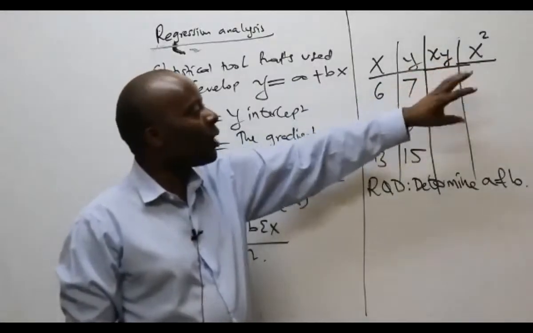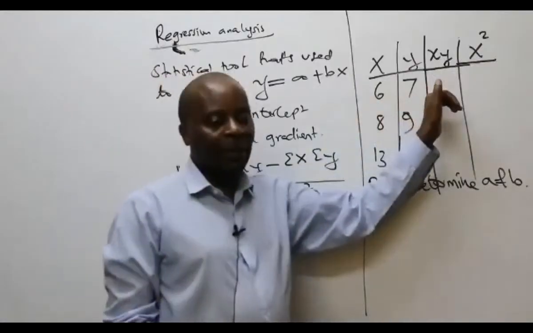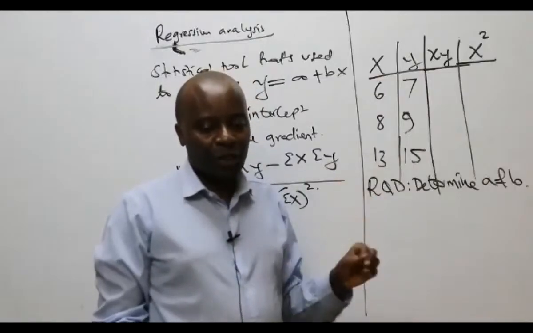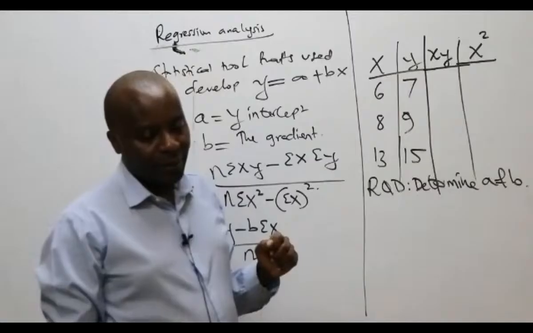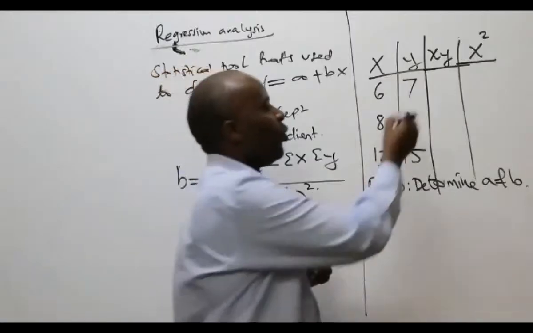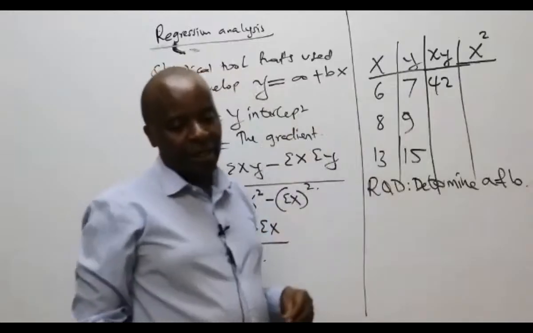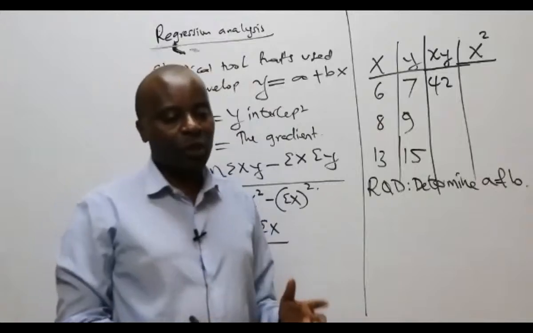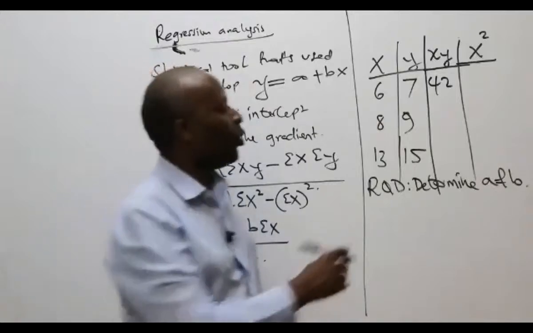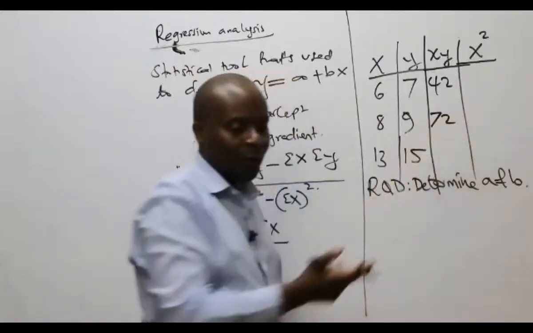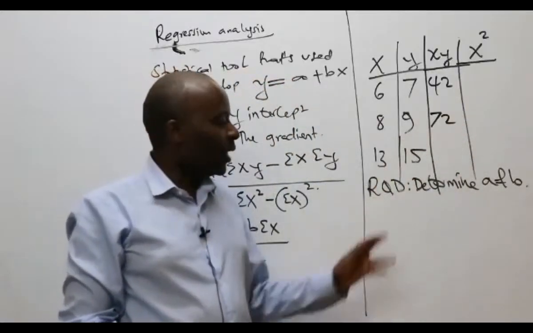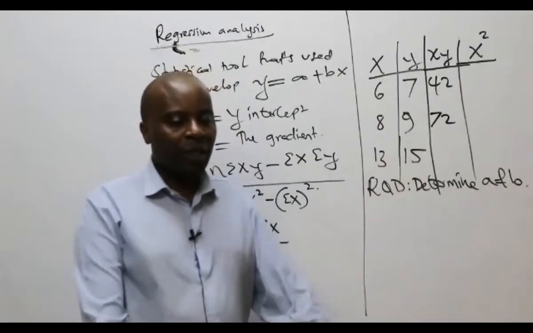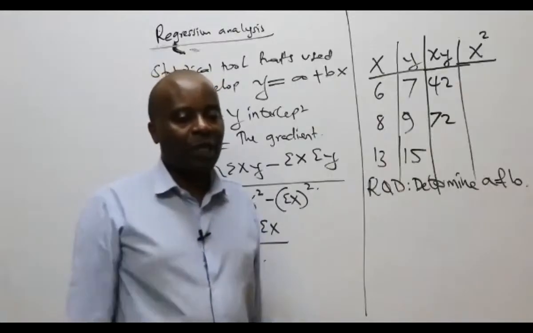So I need the column of xy first. So what is 6 times 7? Somebody give me the multiples. 42. How about 8 times 9? I know the multiples, but I would want really you guys to be engaged in this. 72. The third one, 13 times 15 gives me what figure?